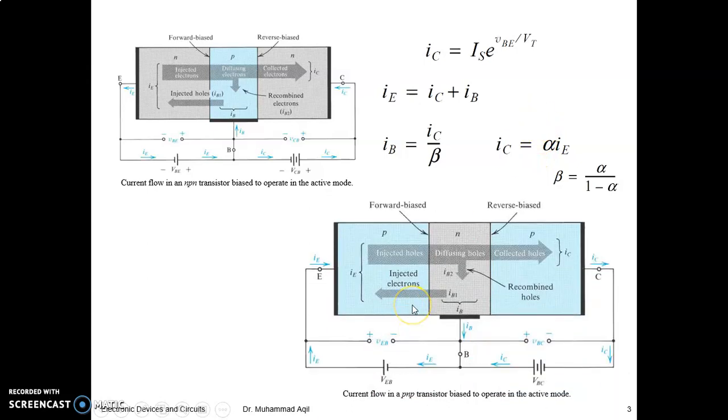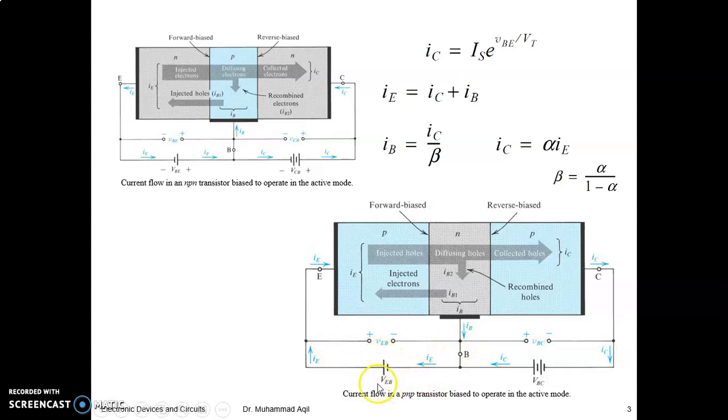So this is the current flow diagram of a PNP transistor. In a PNP transistor, if you want to run it in active mode, you have to make the emitter-base junction forward biased. To make the emitter-base junction of this PNP transistor forward biased, it means the emitter should be more positive than the base, right?